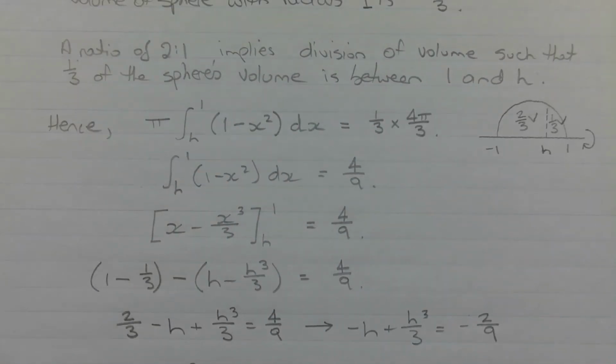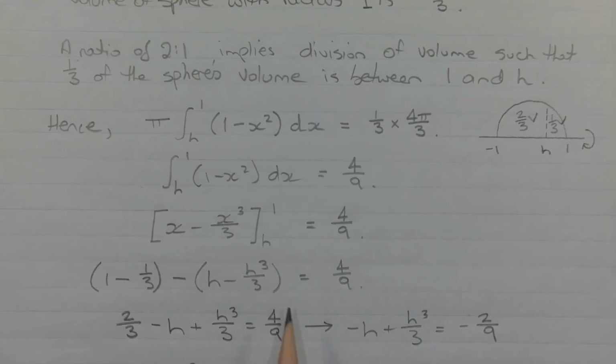Okay, performing the integration, we get x minus x cubed over 3 from x equals h to x equals 1 equals 4 over 9. Applying the limits of integration, we get 1 minus 1 over 3 in brackets minus h minus h cubed over 3 in brackets. It's very important to use the brackets here, especially since we have a negative here and a negative here. And that equals 4 over 9. So with a little bit of simplification of this equation, we get 2 over 3 minus h plus h cubed over 3 is equal to 4 over 9.